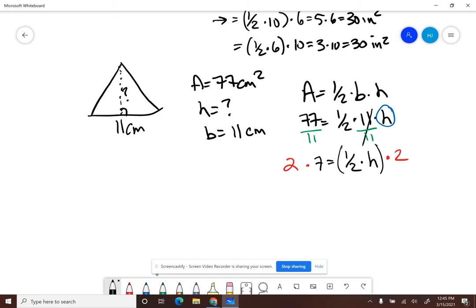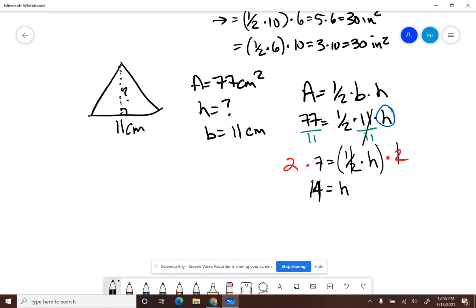So 2 times 7 is 14, and 1/2 times 2, or 1/2 of 2, is 1. It just becomes 1, and anything times 1 is just itself, right? So really, in essence, this half goes away, okay? And this 2 goes away as well. 1/2 times 2 is just 1. So all it leaves me with is just h, and h equals 14. You can see we very quickly get to that answer.